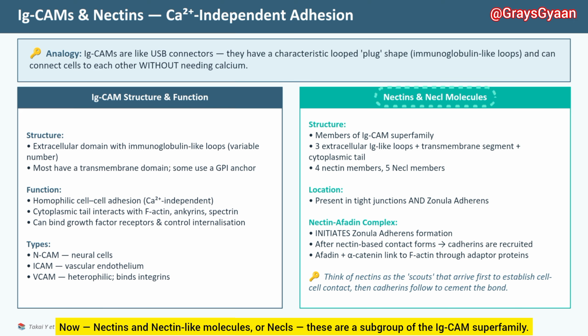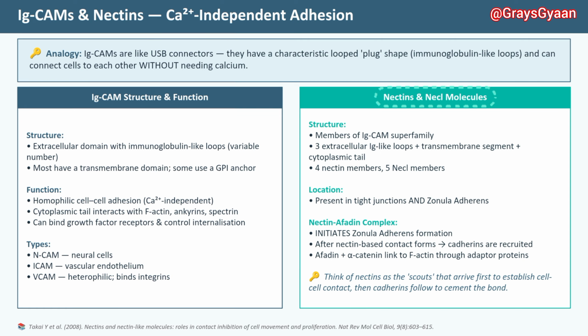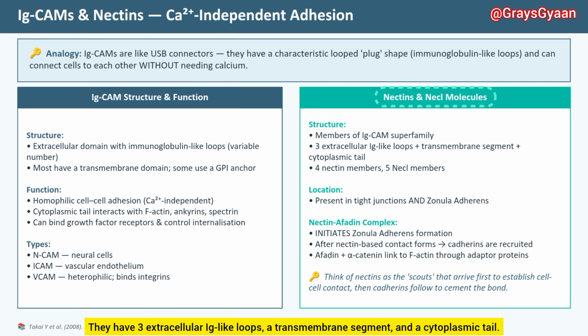Now, nectins and nectin-like molecules, or NECLs, these are a subgroup of the IgCAM superfamily. They have 3 extracellular Ig-like loops, a transmembrane segment, and a cytoplasmic tail. There are 4 nectins and 5 NECL molecules. They're found in tight junctions and zonula adherens.